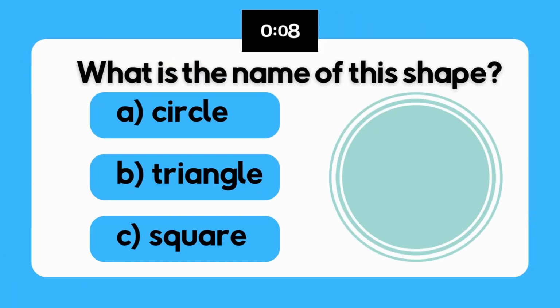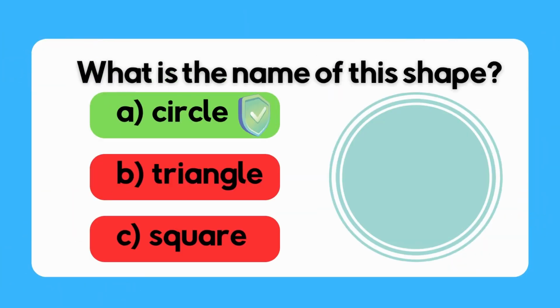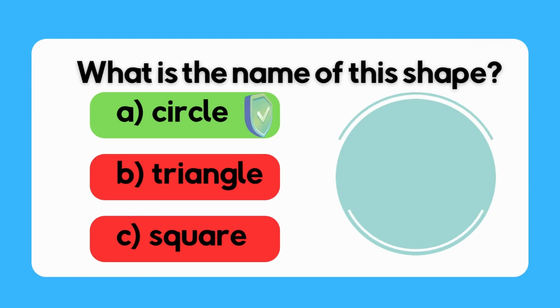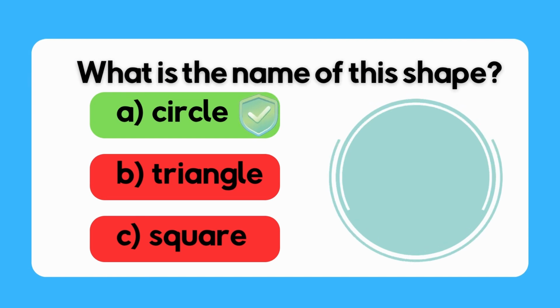Number 4. What is the name of this shape? Nice. It's a circle.